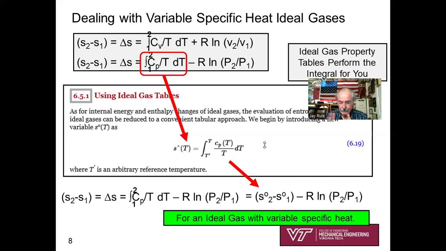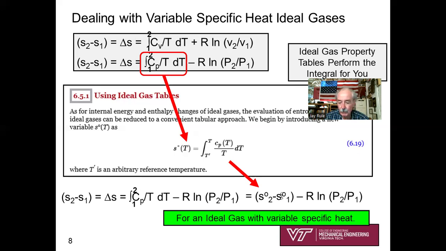All right, so if we take this equation 6.19 and apply it to what we're trying to find, delta S. So here's my integral term, Cp over T dT, right out of the book, minus this term, minus R log P2 over P1, okay? Well, you can derive that this integral from state 1 to state 2 is simply going to be s0 at 2 minus s0 at 1, and these are going to be lookup values in your property tables in the back of the book. So that's a big reveal.